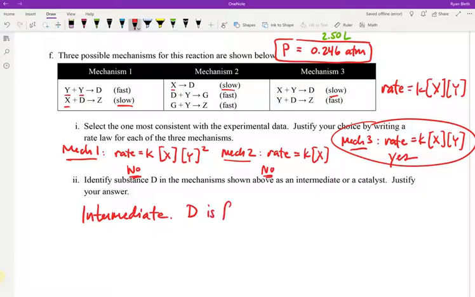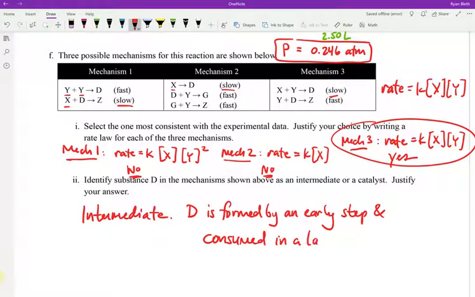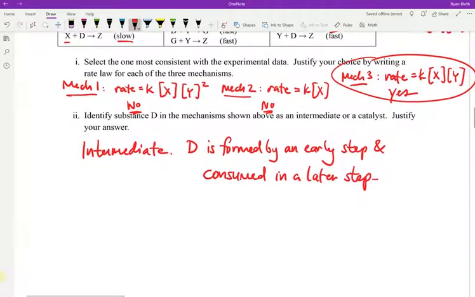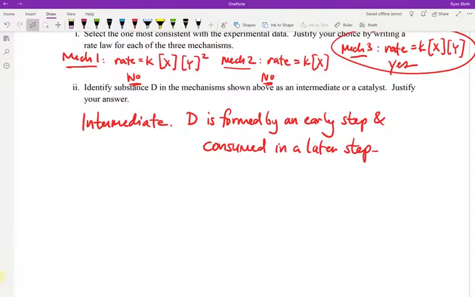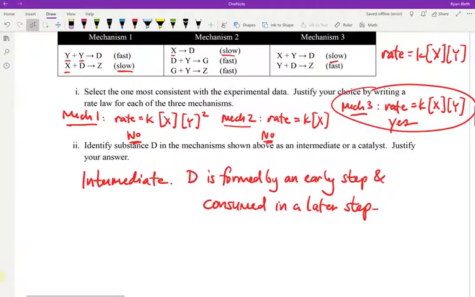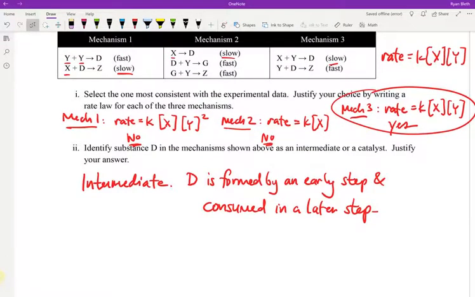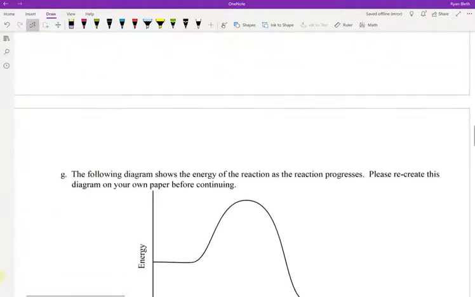It's something that's present for a while and then gone. D is formed, I would say, by an early step, and then consumed or used, reacted in a later step. Catalyst would be present at the beginning, used, and then formed again by a later step. So just the opposite. Yeah, that's right then.